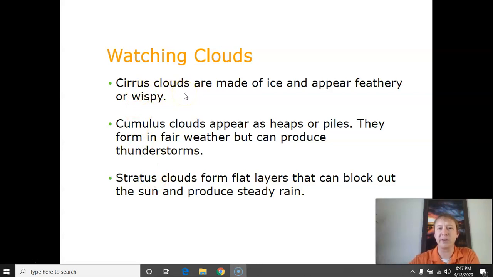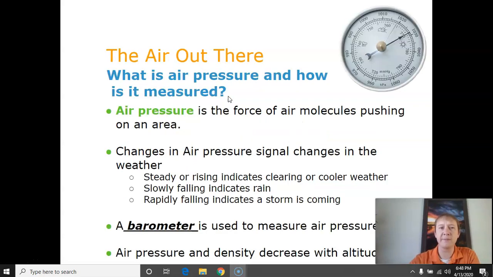Cirrus are normally the ones that are very high in the atmosphere and they look feathery or wispy. Cumulus are the ones that produce the thunderstorms, and they appear as big piles. They're really thick, and they normally are the ones that produce storms. Then stratus clouds, stratus means layers, so they form layers, and they tend to block out the sun, and again they produce rain. But we'll have more time to go through clouds later on in the unit.